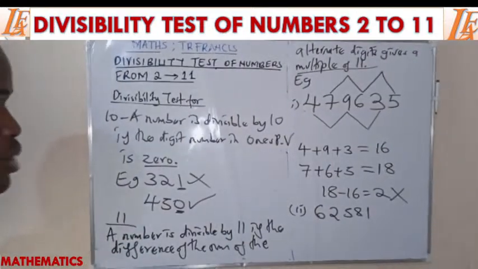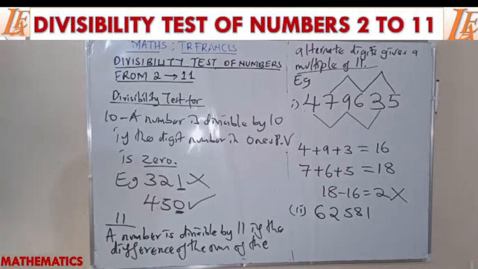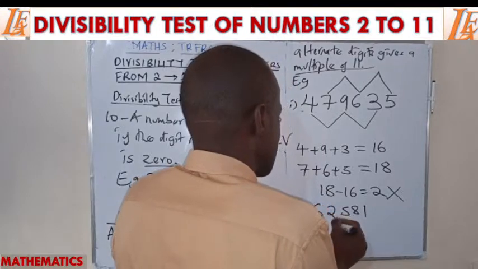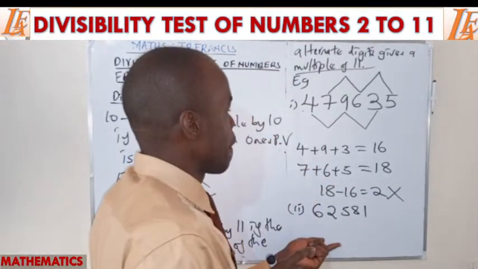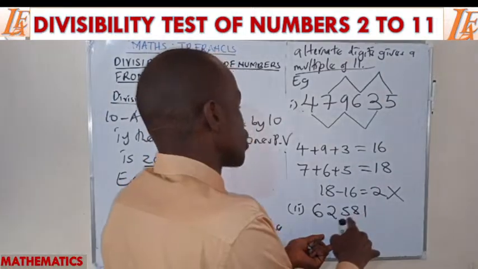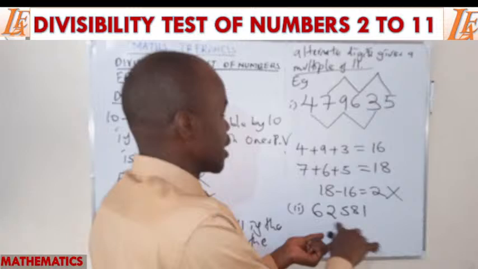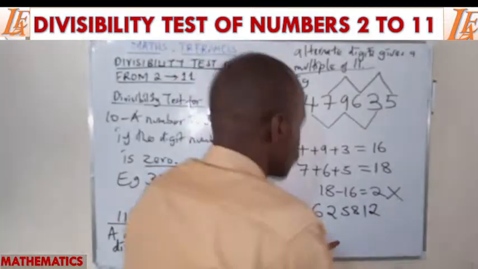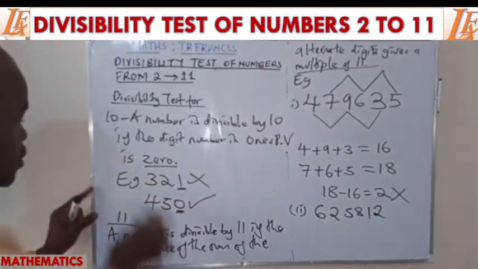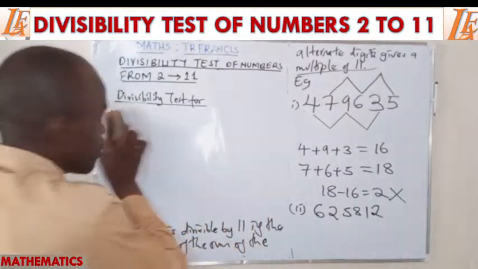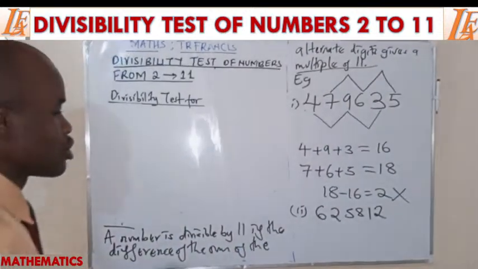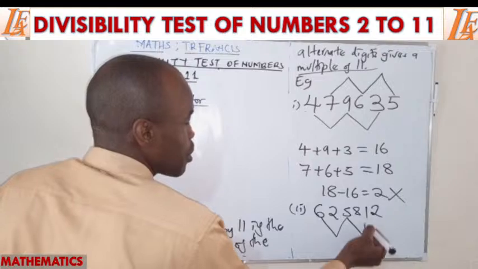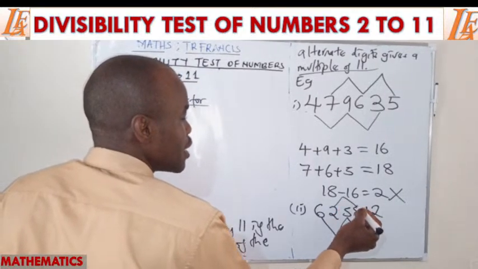Example 2, if we have 6, 2, 5, 8, 1. Let me add a digit so that we can make this number divisible by 11. Let me add 2 here. So we look at the test for 11 for that number, 625812. We look again: 6 alternates with 5, 5 alternates with 1. Then 2 alternates with 8, 8 with 2.